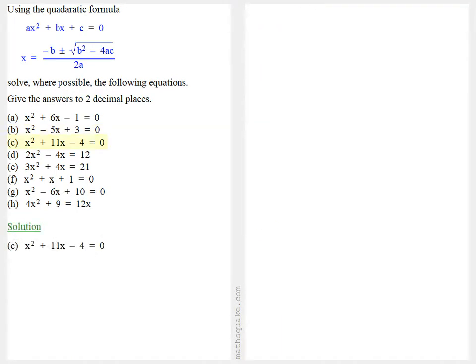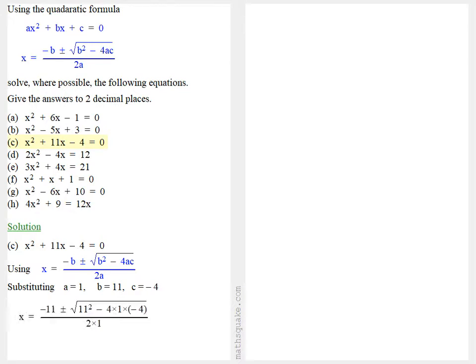In part C, we have x squared plus 11x minus 4 equals 0. So substituting in the formula, we have a equals 1, b equals 11, c equals minus 4. So x is equal to minus 11 plus or minus the square root of 11 squared, take away 4 times 1 times minus 4, all over 2 times 1. Which means x is minus 11 plus or minus the square root of 121 plus 16, all over 2, or minus 11 plus or minus the square root of 137, all over 2.